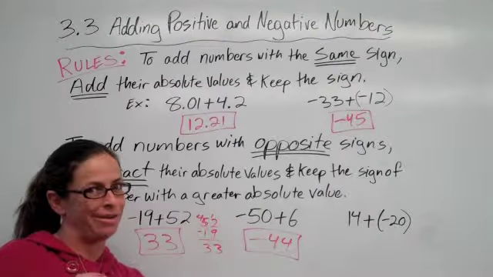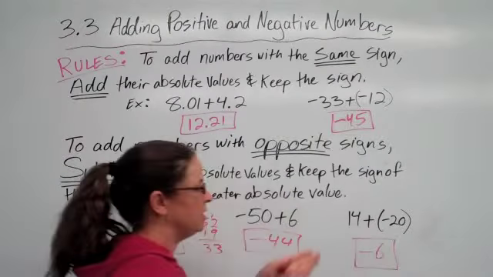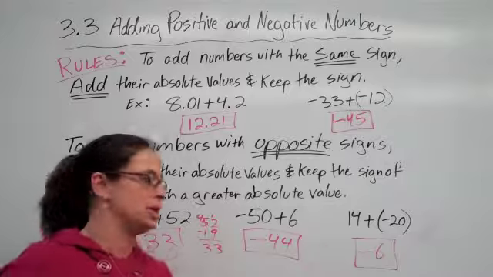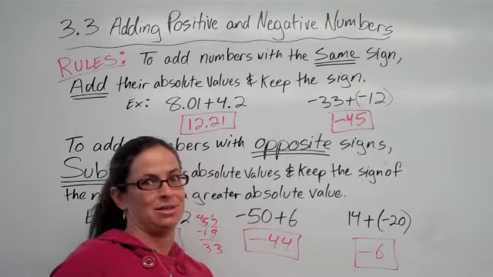14 and negative 20. What do you think? Hopefully you said negative 6. The reasoning behind it, again, absolute value is 14, absolute value is 20. Subtract, I get 6. I have more negatives, so the answer is a negative 6.